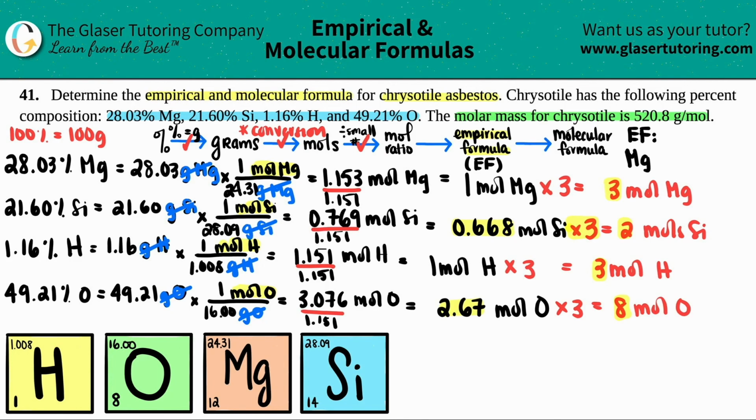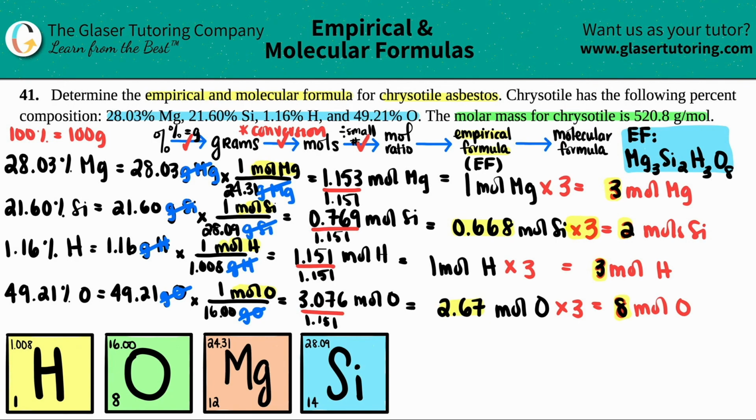Magnesium, and I have 3 of them, so 3. Then comes silicon. I have 2 of them, so I have to say 2. Hydrogen is next. I have 3 of them, so I have to put a 3 here. And then oxygen is next, and I have 8 of them, so I have to put an 8. And this answers half of the problem. Find the empirical formula. It's Mg3Si2H3O8.